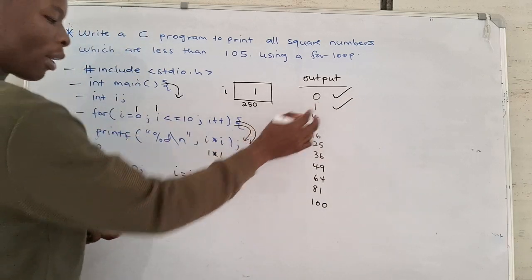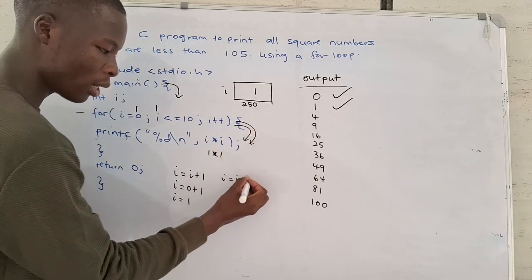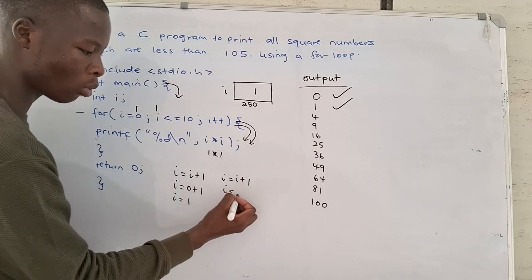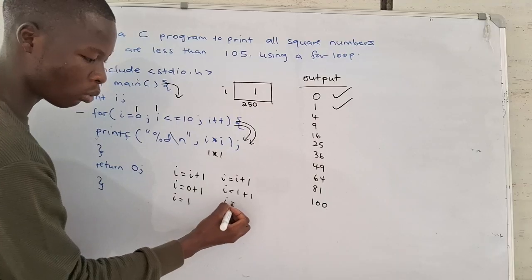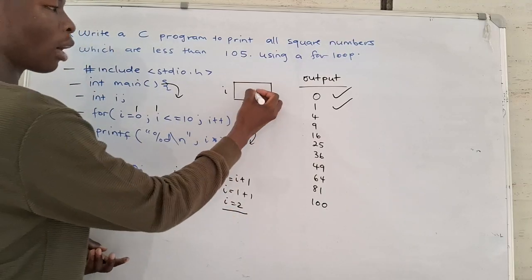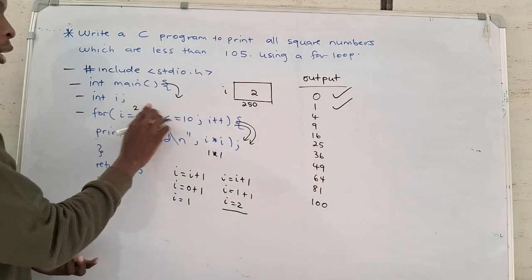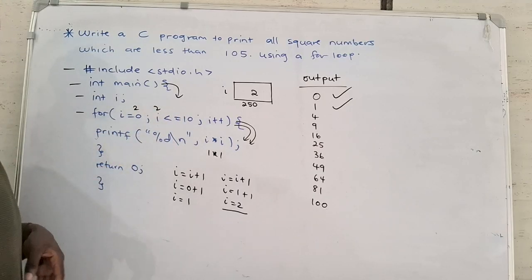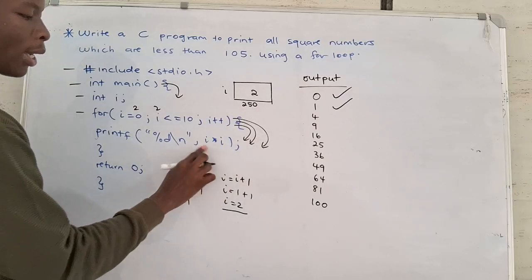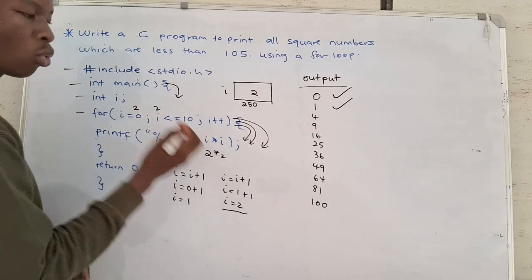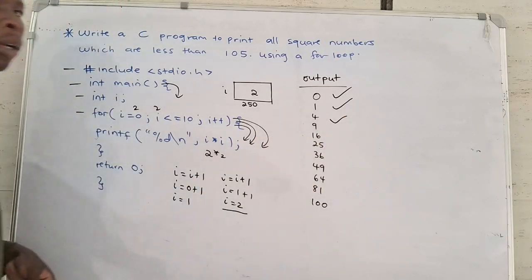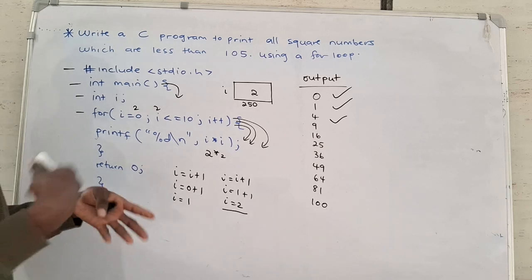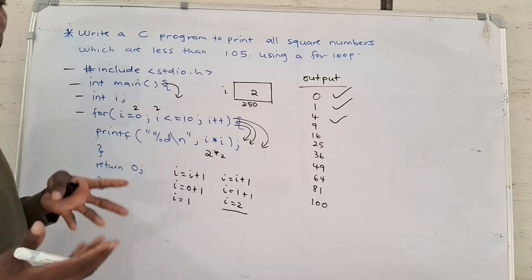After printing this 1, the value of i is incremented again. So i is equal to 1 plus 1, and the new value of i is 2. It is going to check: 2 is less than 10. This is true, so it is going to enter again. It is going to print 2 into 2. What is the answer? The answer is 4. So it will keep on incrementing the value of i.